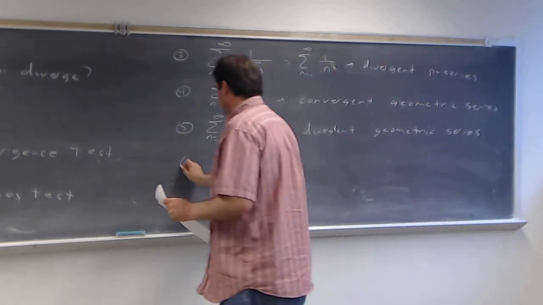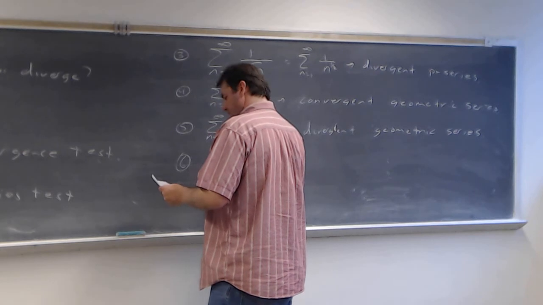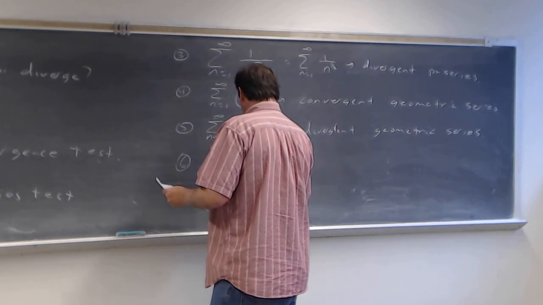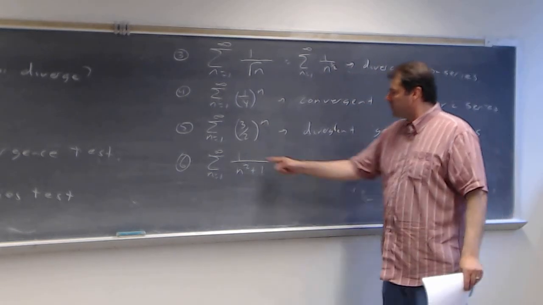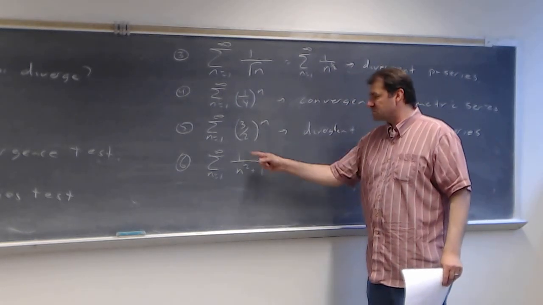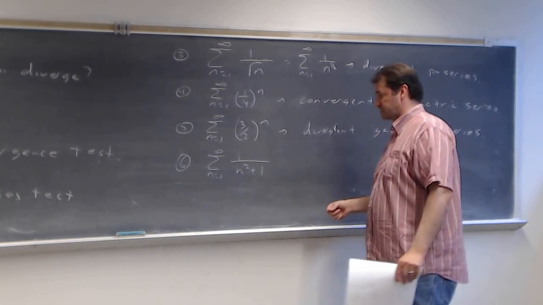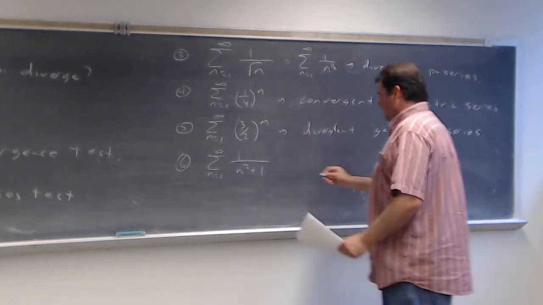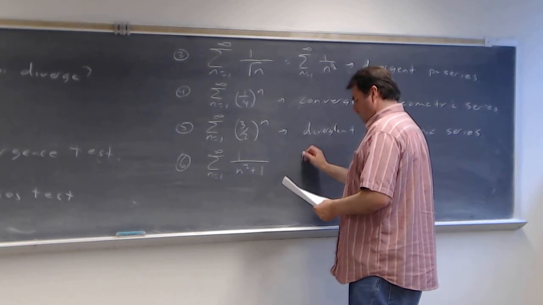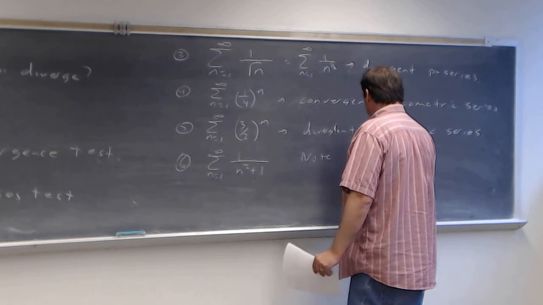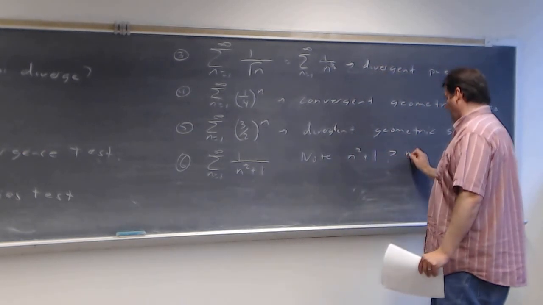A sixth example, let's look at the sum as n runs from 1 to infinity of 1 over n squared plus 1. Okay, what I want to tell you is that the sequence that we're summing up looks a lot like 1 over n squared. And so that's what I'm going to compare it to. So I'm using the comparison test. And let's start off by, I'm going to say note that n squared plus 1 is going to be greater than n squared.